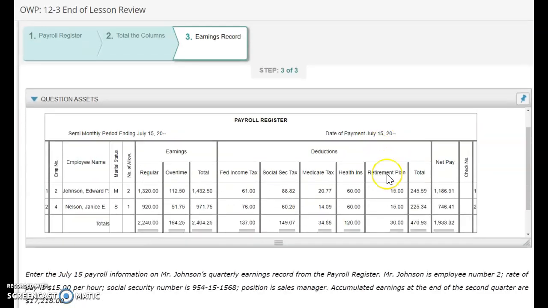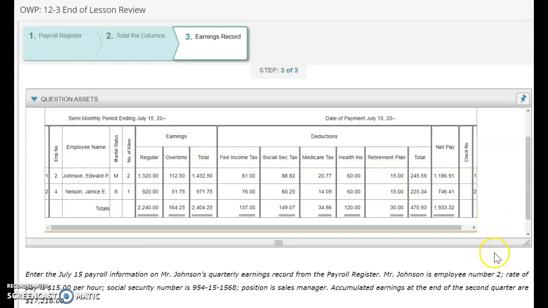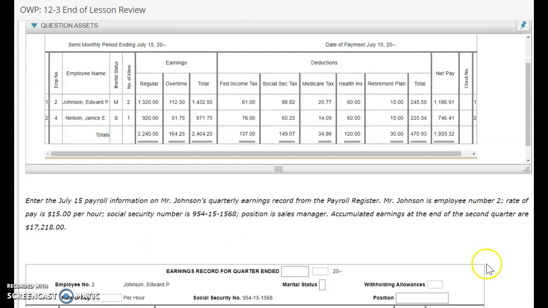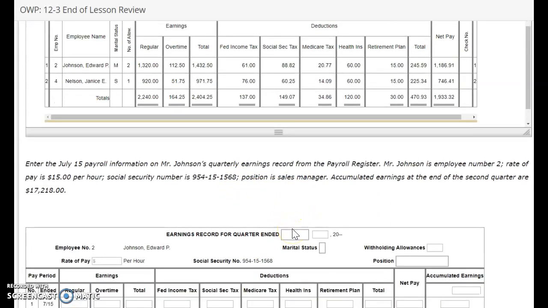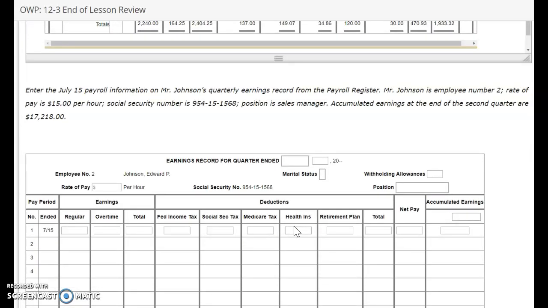And the last thing is the earnings record. Okay, so now this is where we're going to transfer everything to just the individual. So down here it says, enter the July 15th payroll information on Mr. Johnson's quarterly earnings record from the payroll register. Mr. Johnson is employee number 2. Rate of pay is $15 per hour. Social Security number, it's already put in for us. And the position is sales manager. Accumulated earnings at the end of the second quarter are 17,218.